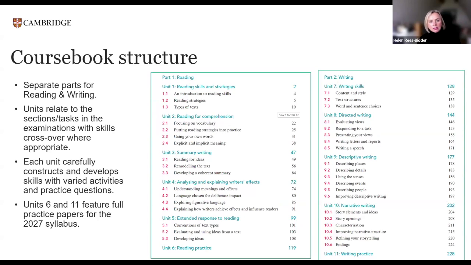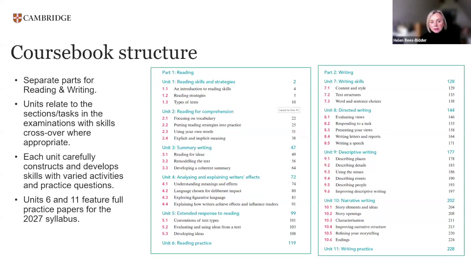So Unit 1 is a general introduction to the kinds of reading skills and strategies that your students will need to develop. Unit 2 is reading for comprehension. Unit 3, summary writing. Unit 4, writer's effects. Unit 5, extended response to reading. Then Unit 6 is a complete practice paper, so another specimen paper in effect for you.